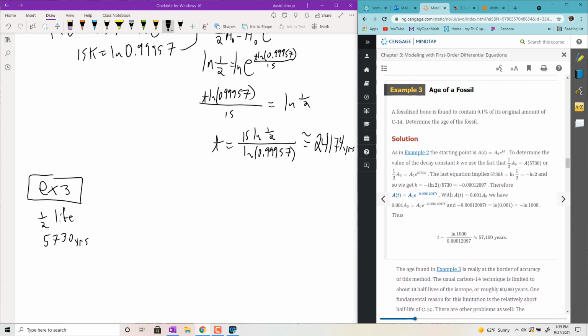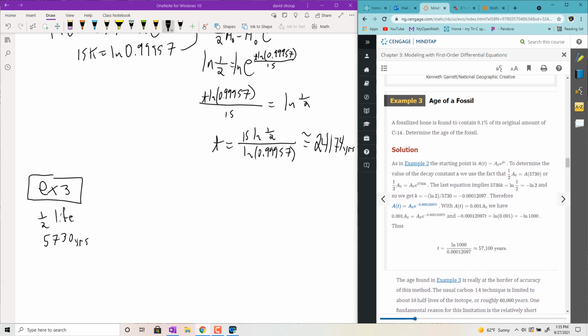They're saying a fossilized bone is found to contain 1% of its original amount of carbon-14. So when it dies, that carbon-14 in its body starts decaying. And you can tell how long it's been dead by how much of the carbon-14 is left.